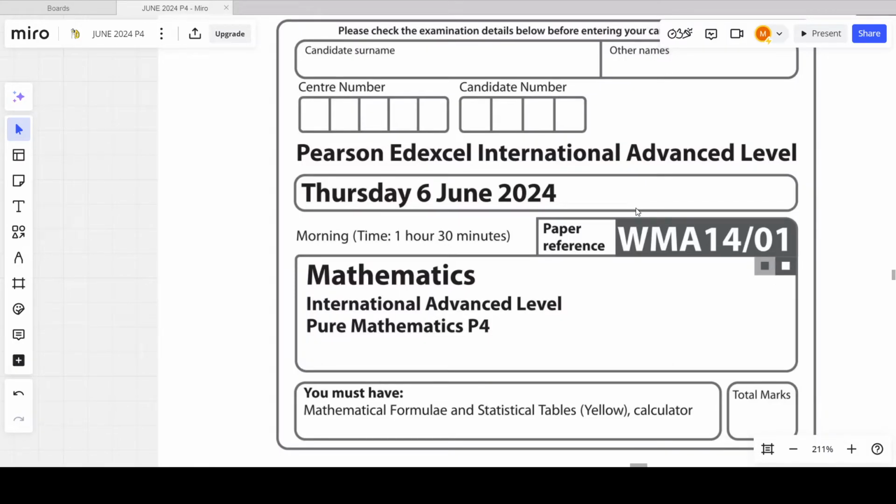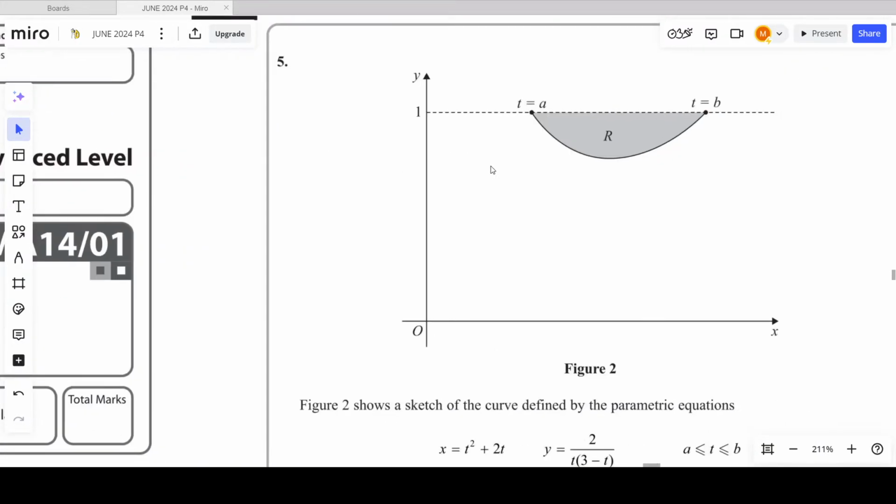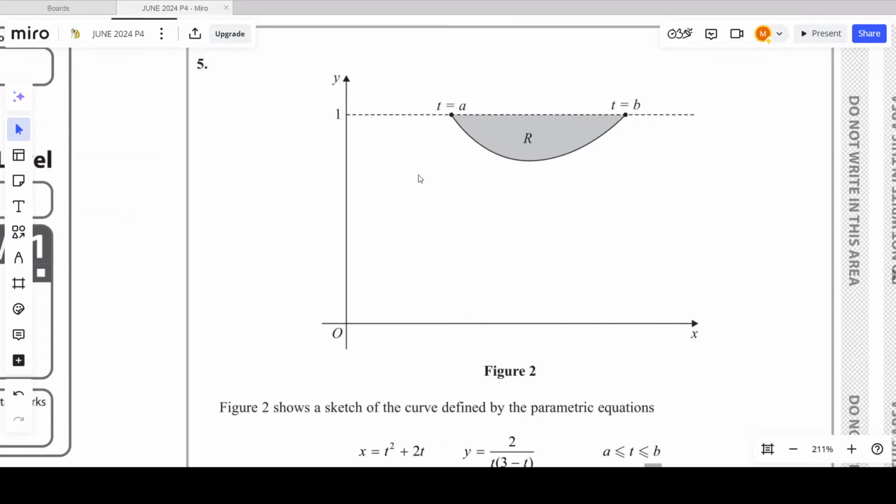In this fifth video of the playlist, we will be solving question number 5 of the June 2024 P4 paper. It's a mixed question, from parametric equations and also from integration of parametric equations. So you can say this is a mixture of parametric equations and integration. Okay, so let's get started with the first question.